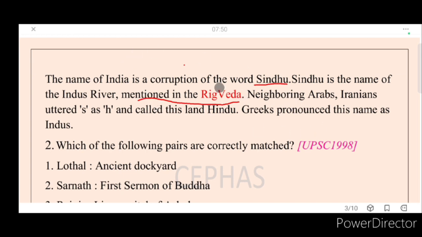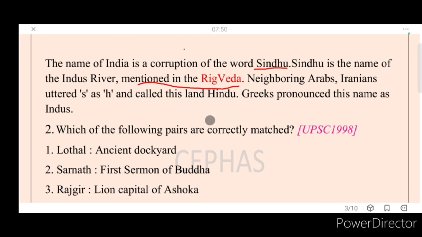So as what I said, it is written over there. So the name of India came from the word Sindhu. Sindhu is the name of the Indus river mentioned in the Rig Veda. It's also mentioned in the Rig Veda, remember. Neighboring Arabs and Iranians uttered S as H and called this land as Hindu. Okay. Now let's discuss this one.